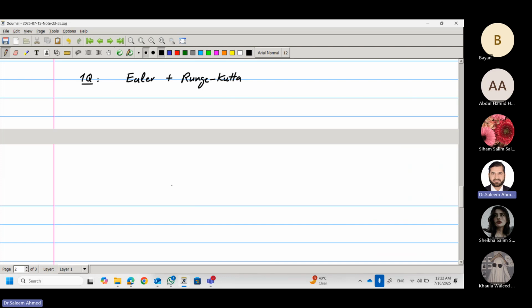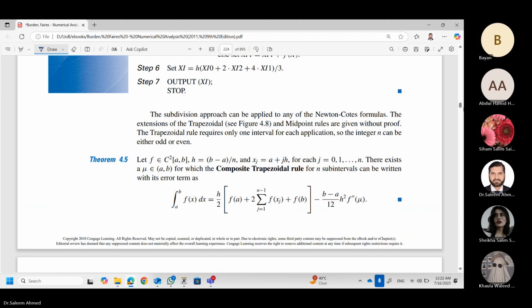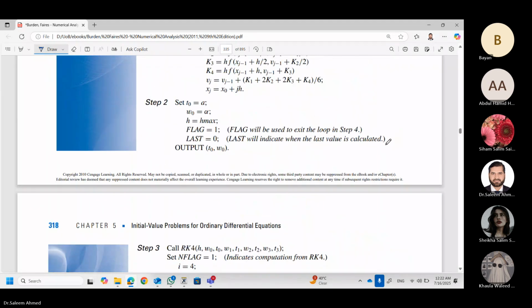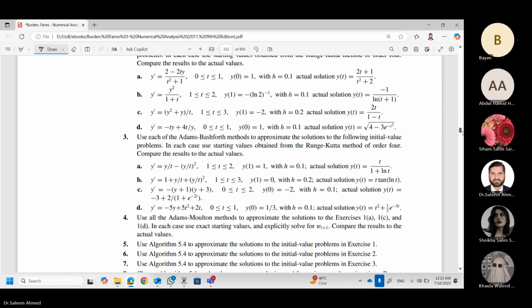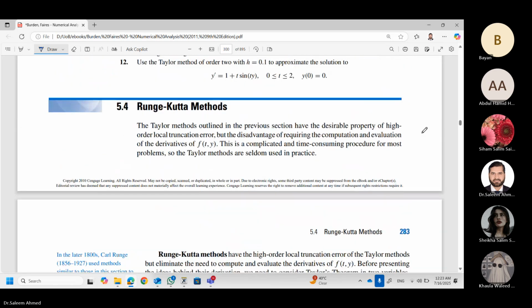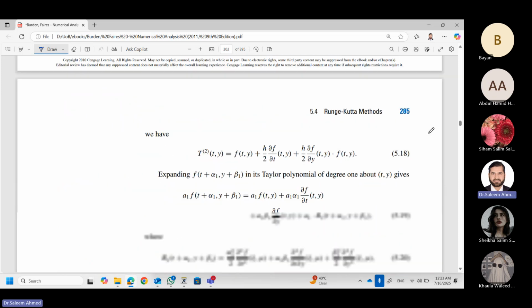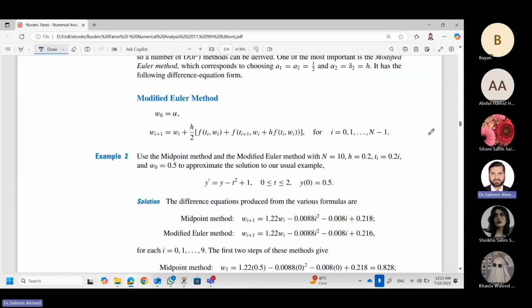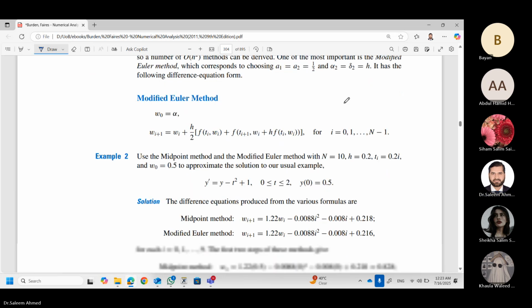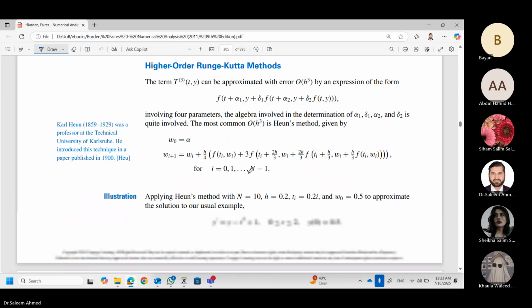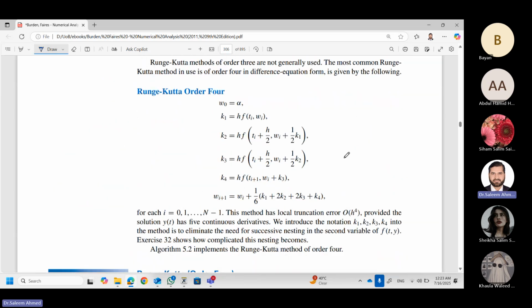So if I show you, this will be given to you, I think. We did the midpoint method, we did the modified Euler method. These are all special cases of the Runge-Kutta method. But concentrate on this one.